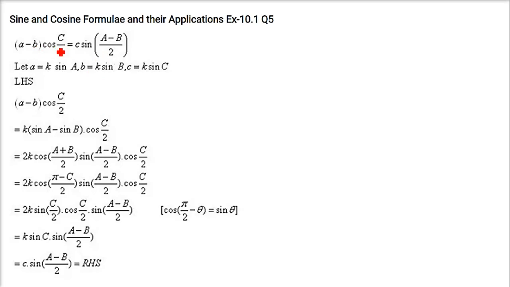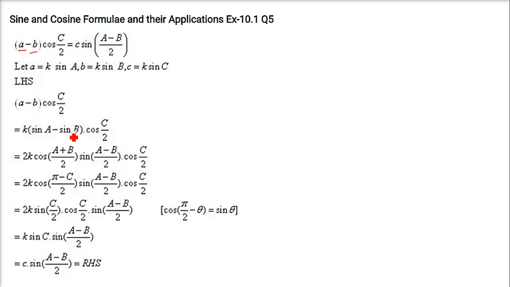Here we have (a − b)/c = sin((A − B)/2)/cos(C/2). We have to prove it. So put a as k sin A, because of the sine rule, and b as k sin B. So when you put in here, k(sin A − sin B) cos C/2.